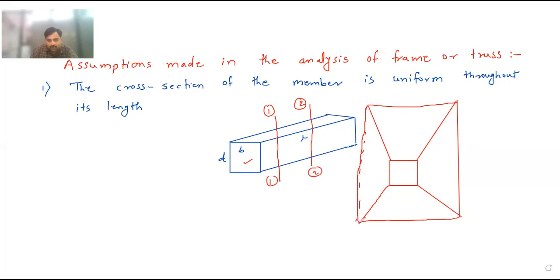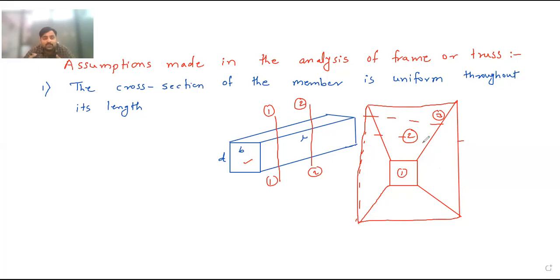Now here you can see, from this part, whenever you make a cut, it will not be a uniform cross section. The cross section at this point is different. At a second point, if you take a cut, it is different. At a third point, if you take a cut, it is different. So these are called non-prismatic members, which I have shown in red. And in blue, it is prismatic members. Prismatic members means the cross section is the same throughout the length.